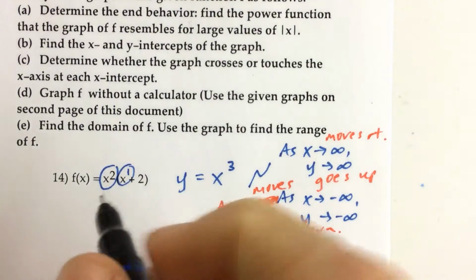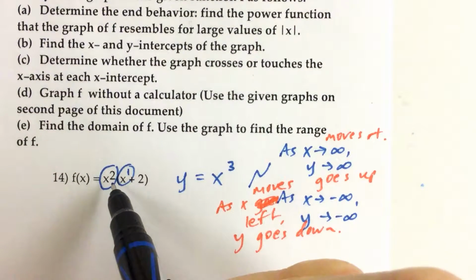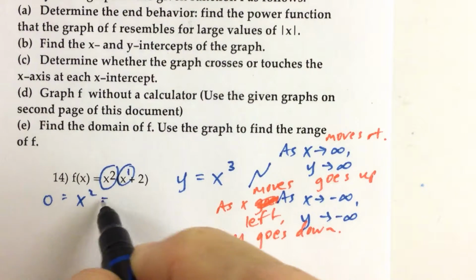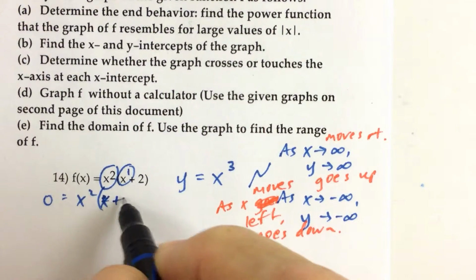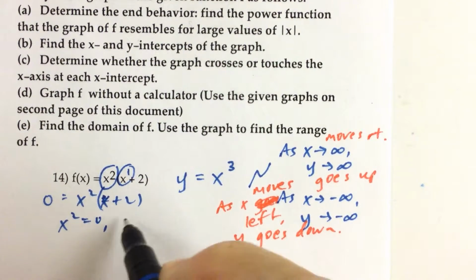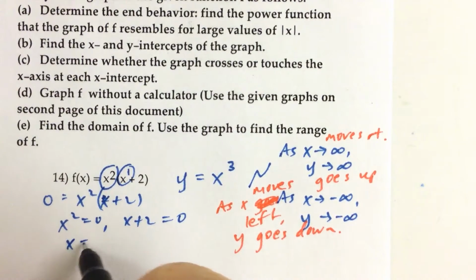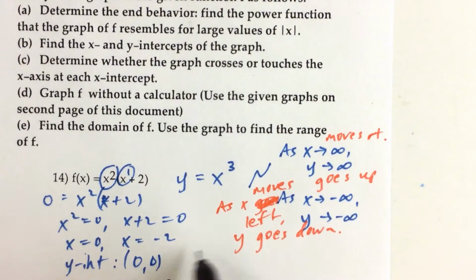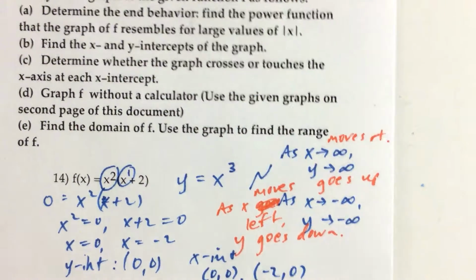Finding x and y intercepts. First, let's find the x-intercepts. If we find the x-intercepts, we just let y equal 0. And setting y equal to 0, we get 0 equals x squared times x plus 2. Setting each factor equal to 0, we get x equals 0 and x equals negative 2. And then the y-intercept would be when x is equal to 0, and so we already see that when x equals 0, y equals 0. So the y-intercept is also (0, 0). And so we have an x-intercept of (0, 0), as well as (negative 2, 0).